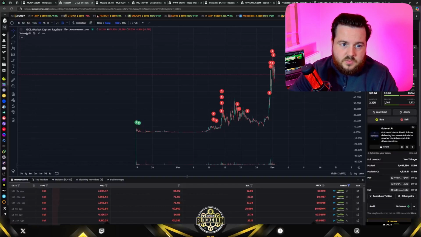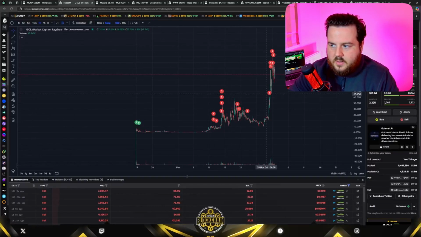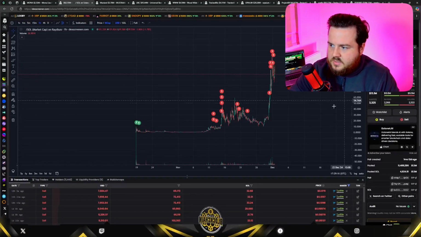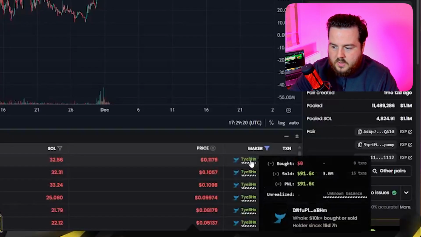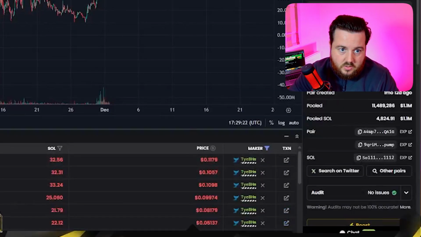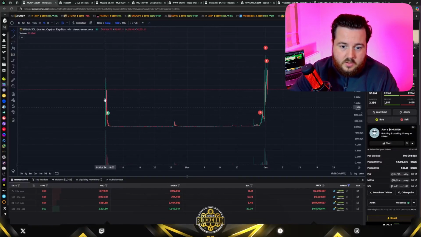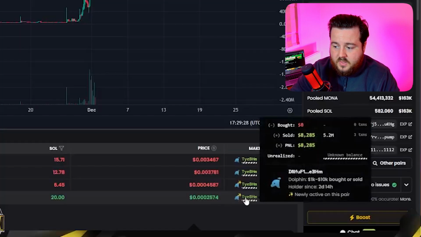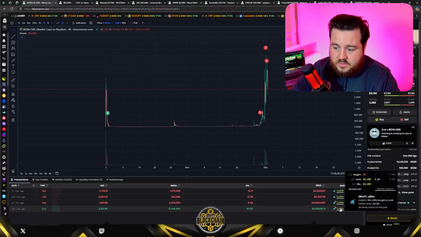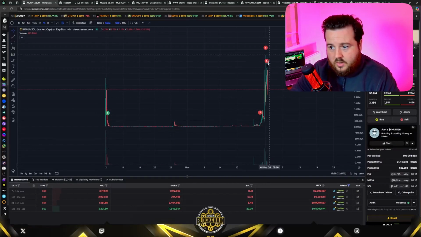Another one, look, this one's a weird meme. No ticker, no nothing. It's just completely blank. But he bought this really early as well, and he's actually taken out $91,000 from this. Another one, Mona, look, he's bought this on the pullback here, 20 Solana, and he's actually pulled out $8,000. But I know for a fact that he's still got a lot of money still left in.